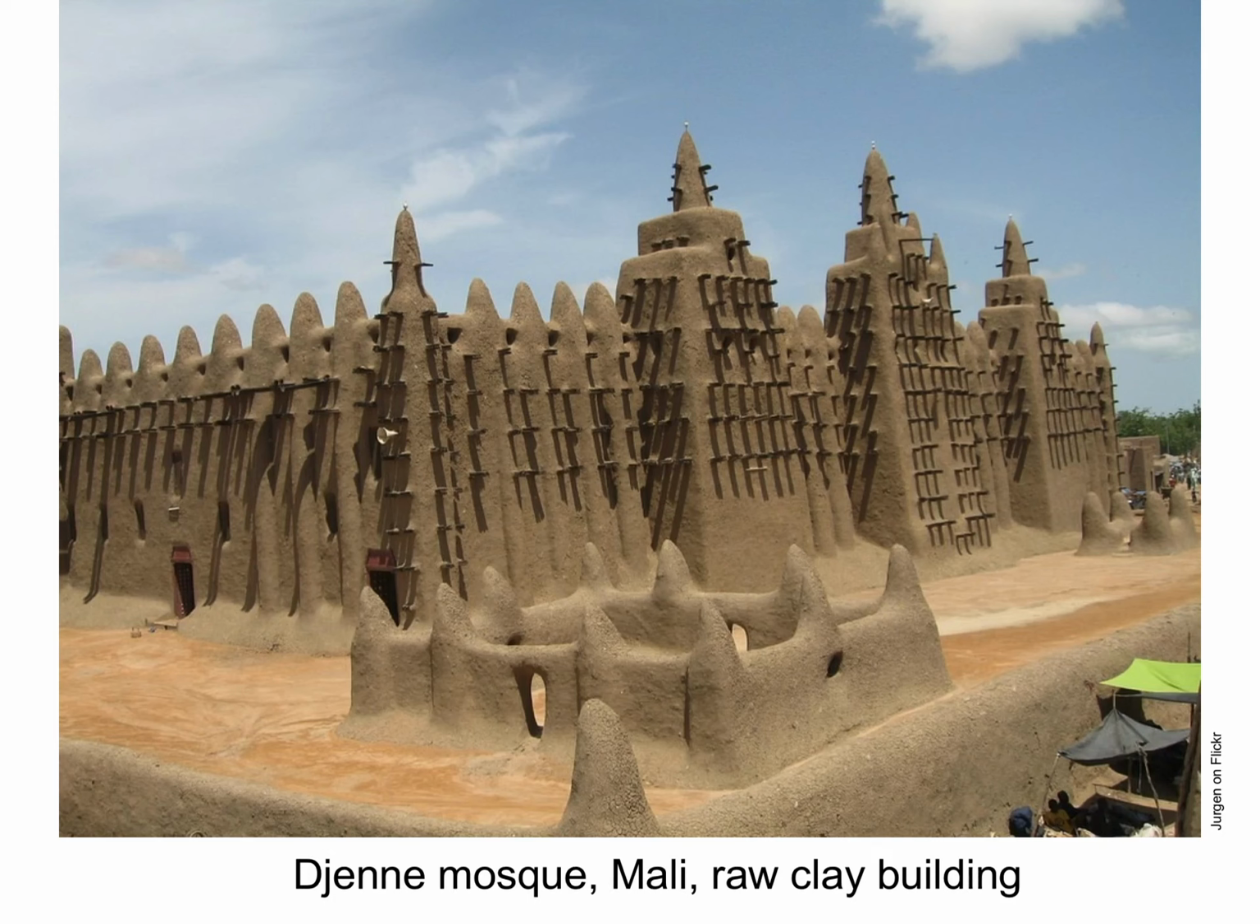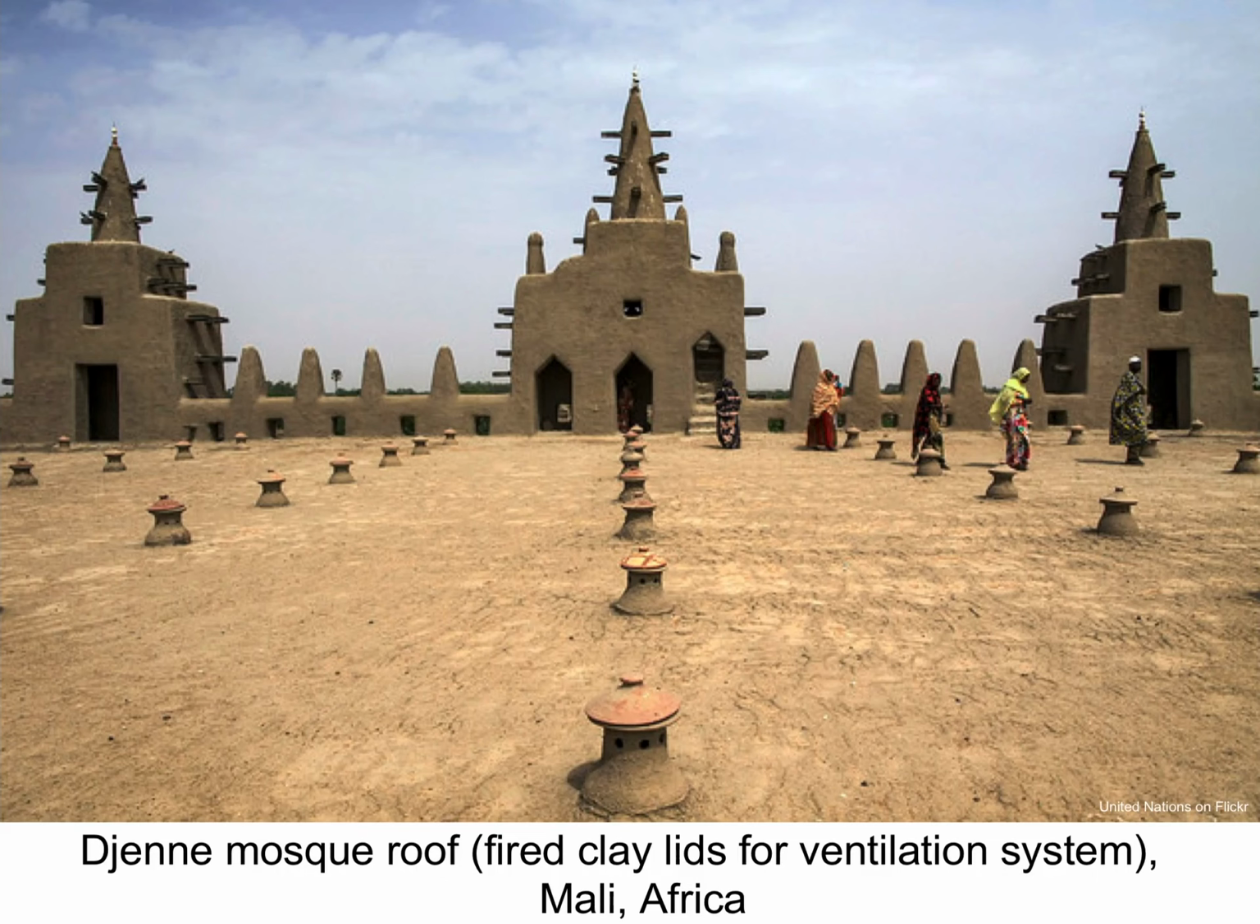In Djenné, in Mali, the mosque is the largest raw clay building in the world, and it's built out of wood and raw clay, but on the roof of the building, the ventilation system is covered with fired clay lids, so it has a real ceramic element as well. By removing and repositioning those lids on those flue pipes, you can ventilate the building and keep it cool when it gets too hot.